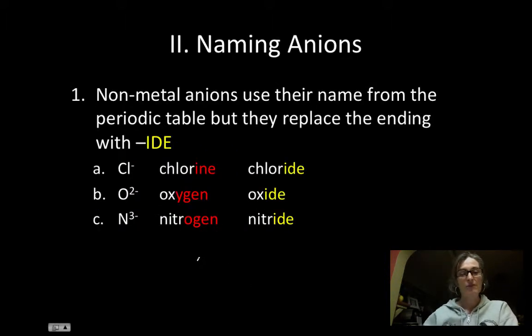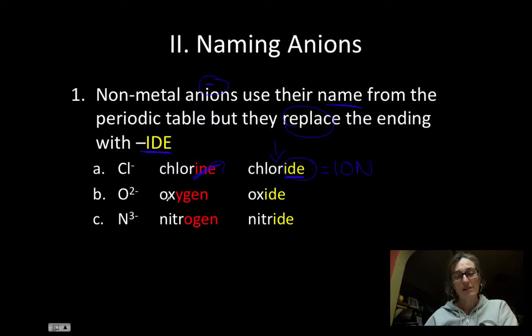Naming anions. Remember, the nonmetals are all anions or negative ions. They are going to use their name from the periodic table. However, we are going to replace the ending with -ide. So for example, Cl is chlorine. I'm going to take off the -ine ending and replace it with -ide. And so now my anion, Cl-, is called chloride. So if I see an -ide ending, that equals ion.